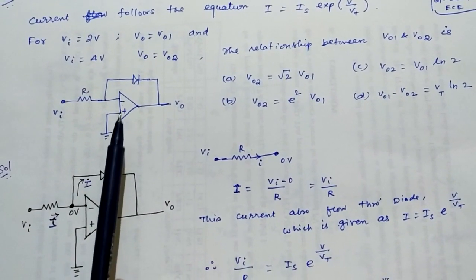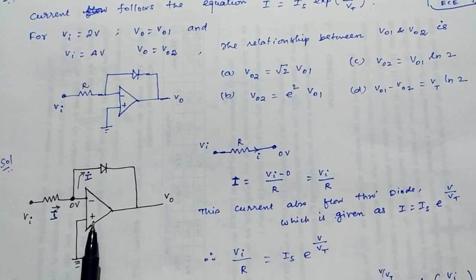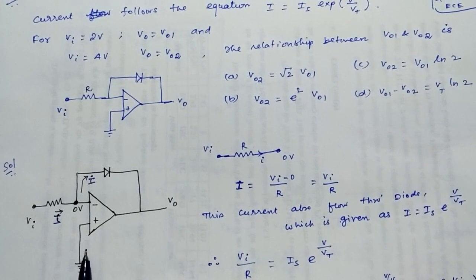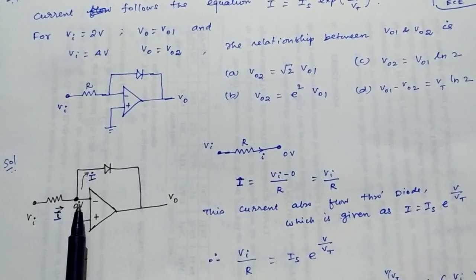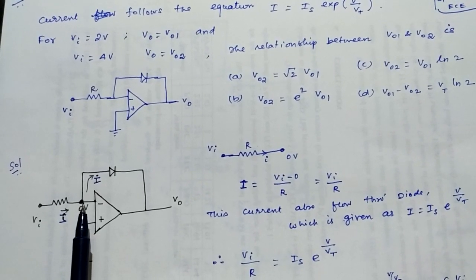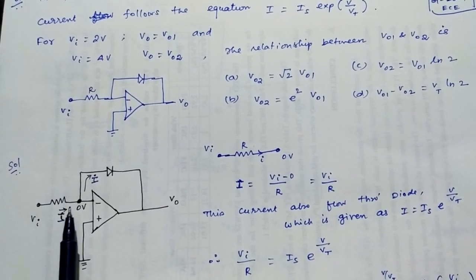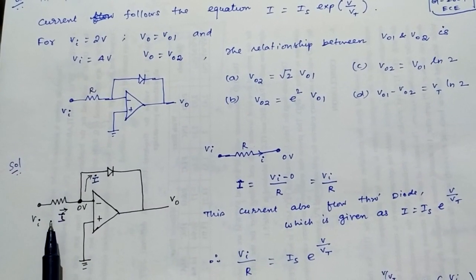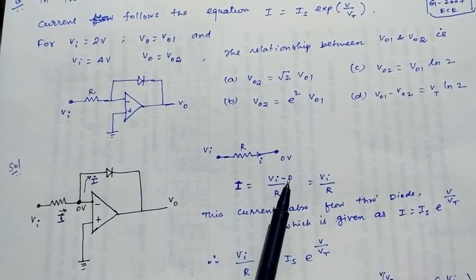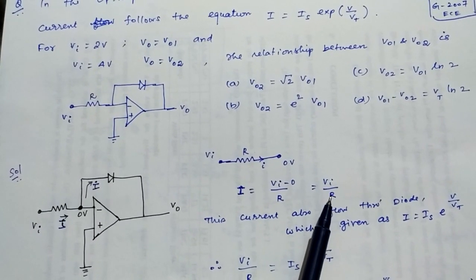So this circuit diagram is once again drawn here. The non-inverting terminal is grounded, therefore the inverting terminal voltage is also 0 volt, that is virtually grounded. Now the current flowing through this resistor is I is equal to Vi minus 0 over R, that is equal to Vi by R.